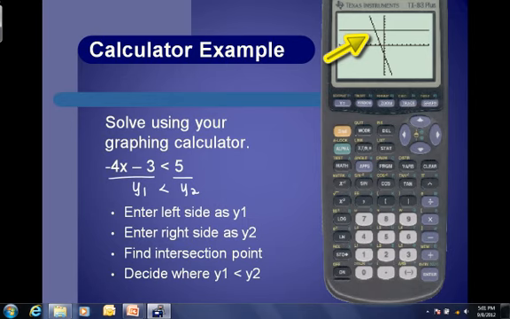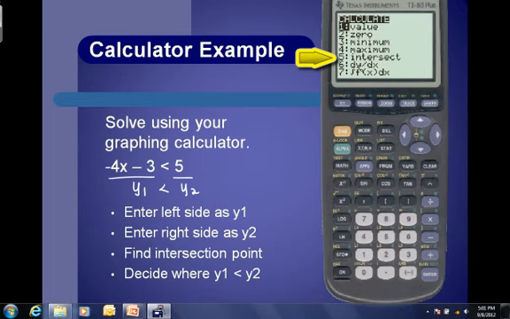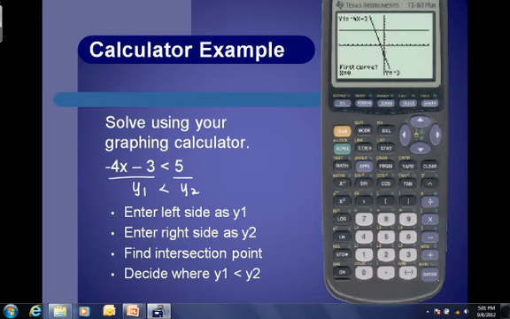Okay, so we're going to do second trace, which is calculate. Number 5 is where they intersect. Enter for the first curve, enter for the second curve, enter because we do not want to guess. So that tells us that the solution, or the intersection, is at negative 2.